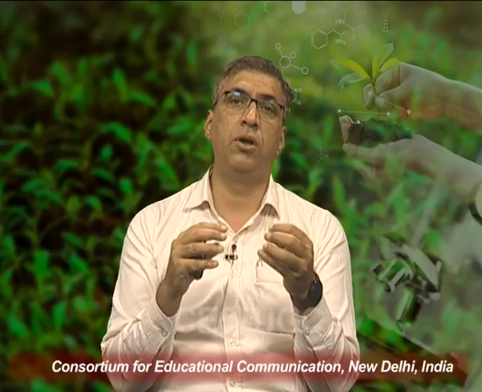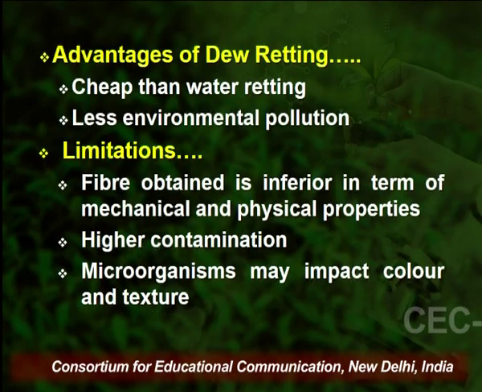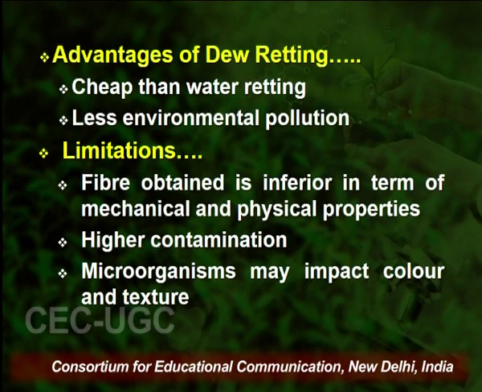Then these bundles should be overturned twice after a specified period of time, because this will help in proper air circulation between the straws. Moreover, it will also help in uniform retting throughout the bundle. And drying is generally carried out up to 17 to 18% of the overall humidity that is present in the bundle. Now there are a few advantages of dew retting, that is, it is cheaper than water retting and it causes less environmental pollution in comparison to water retting.